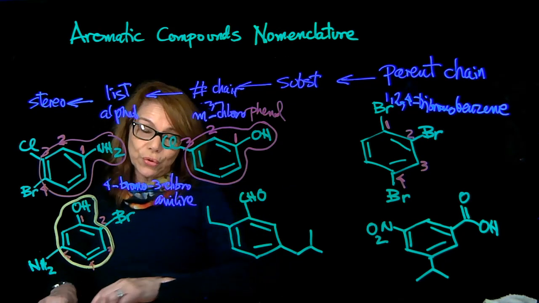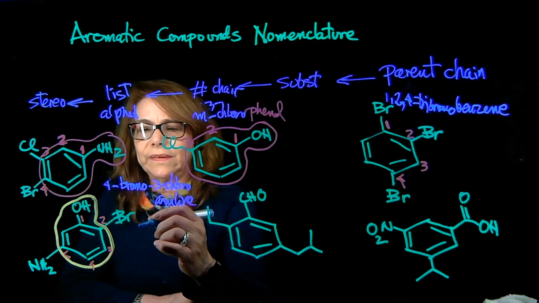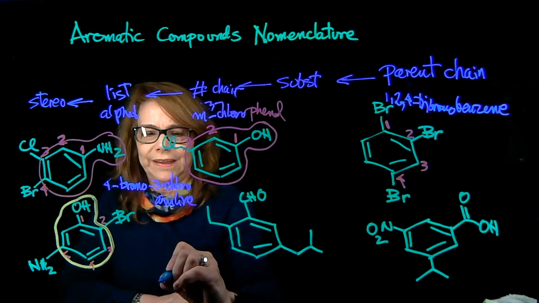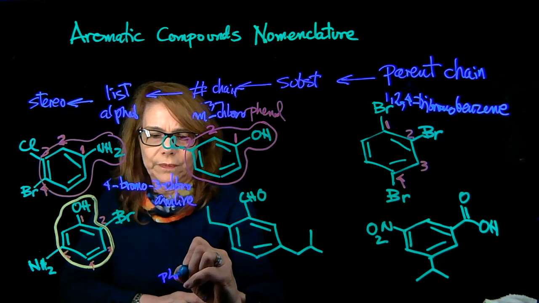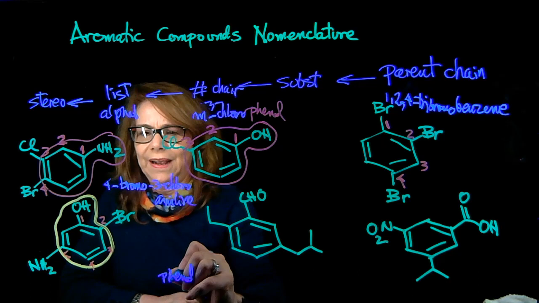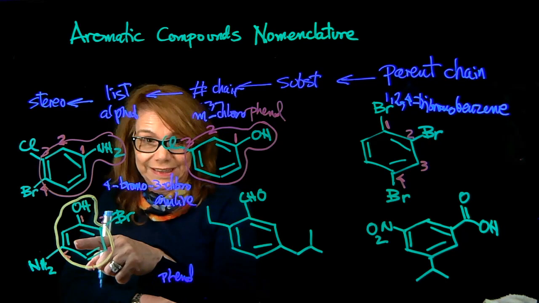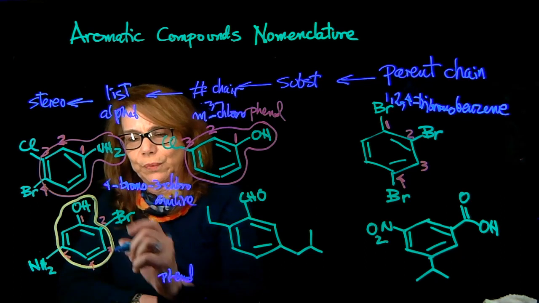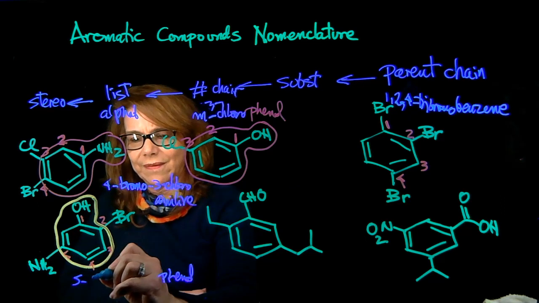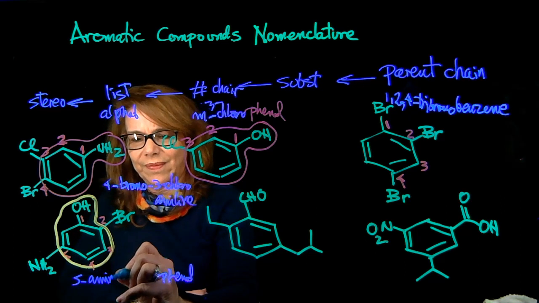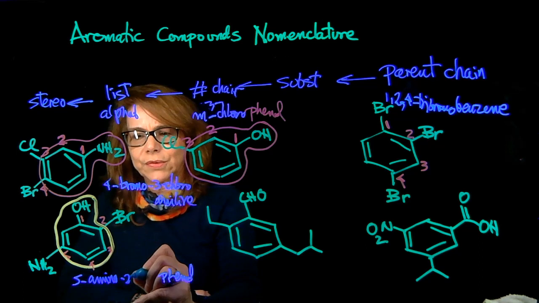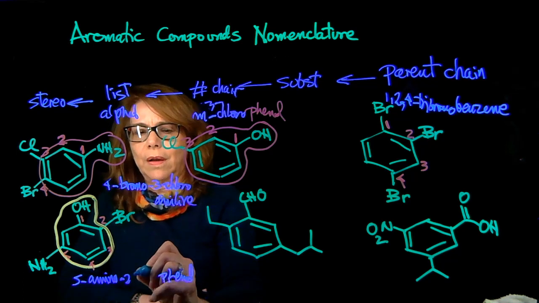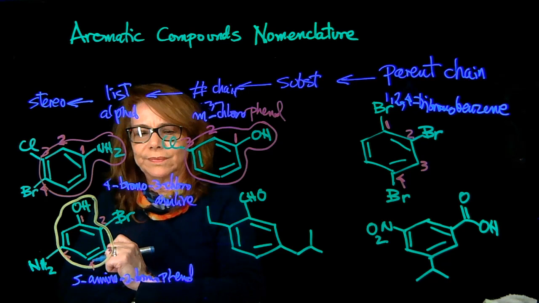So if I use these numbers, the parent chain is phenol, and alphabetically I need to say amino first. So 5-amino, 2-bromophenol. Okay.